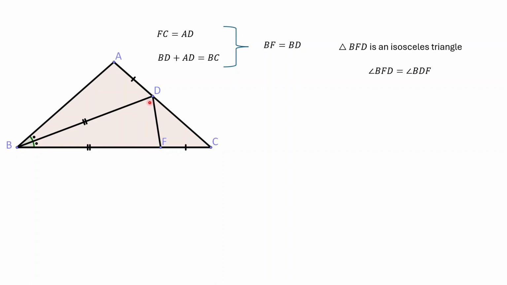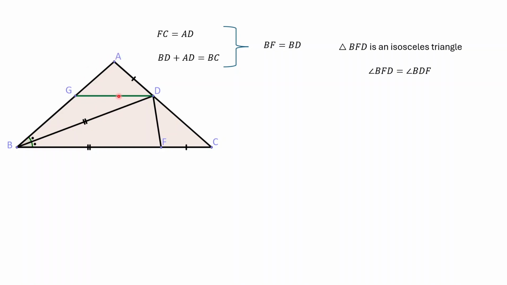All right. Sometimes in geometry, you need to create new lines in order to gain additional information. So that is what we are going to do here. We introduce a line parallel to BC from point D. This parallel line intersects side AB at point G.